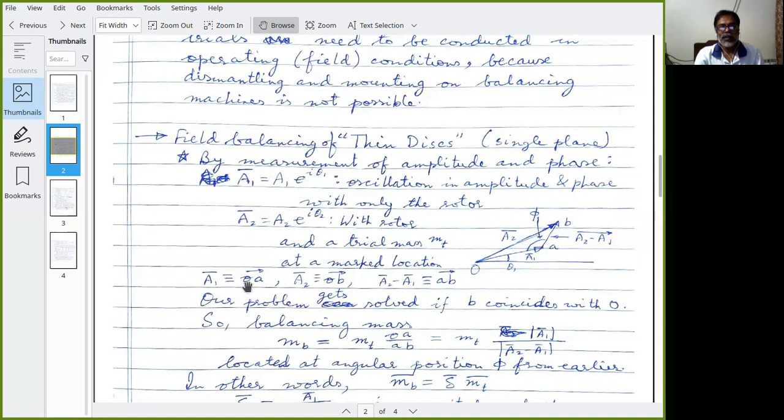So A1 is OA, A2 is OB, A2 minus A1 is AB. And our problem gets solved if B coincides with O. So the balancing mass will be the trial mass into this OA divided by AB, which is this. And it should be located at an angular position of phi counterclockwise.